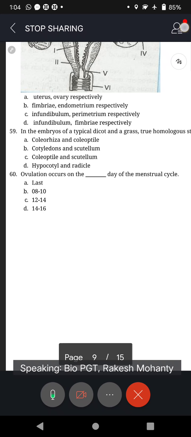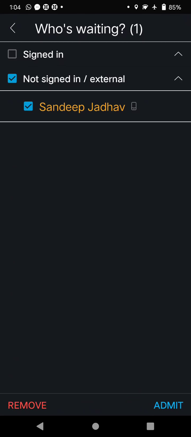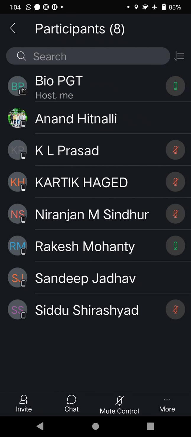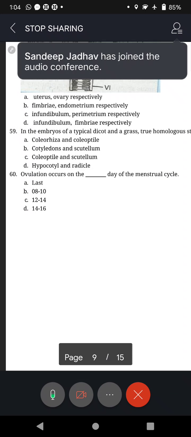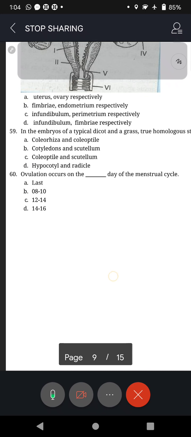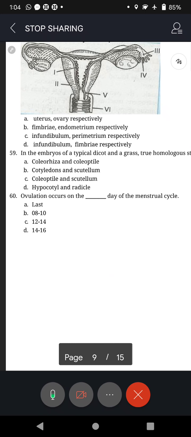Yeah, I think we can put Sandeep out only. He is coming and going. Isn't it, Rakesh? Right. So Sandeep, you have come for the last question. Ovulation occurs in the 14, 15, 16 days of menstrual cycle.